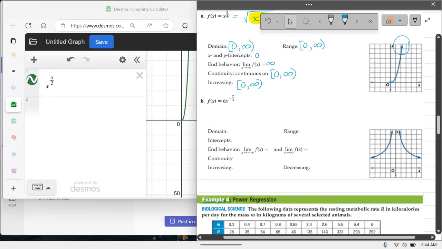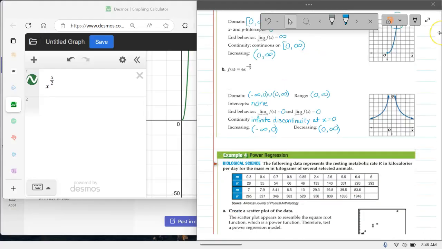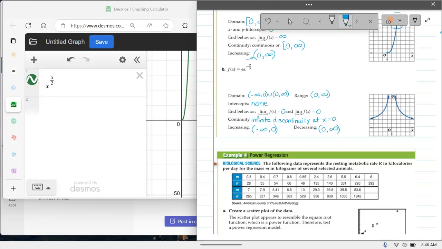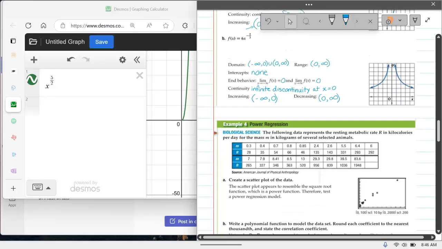Pause the video and try B. Again, hopefully you got these same answers. One thing I want to point out, I had put a bracket there, but really it's increasing exclusively from 0 to infinity, not including 0. So that should be a parenthesis. When we're talking about increasing, decreasing intervals, we should always be using our parentheses.